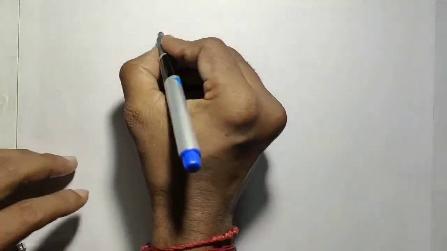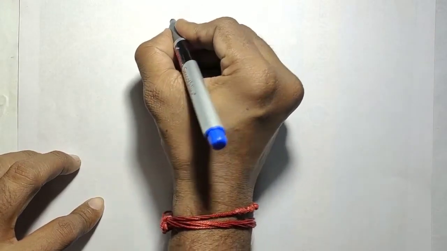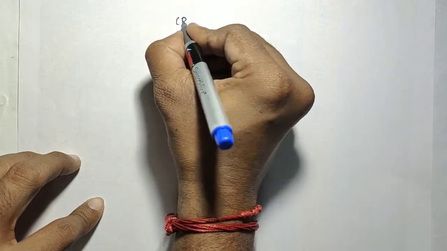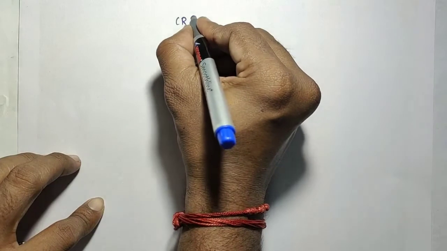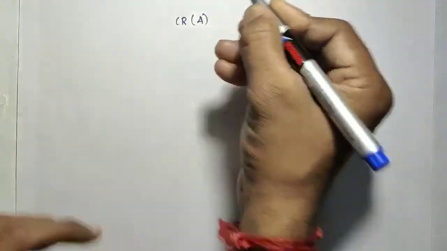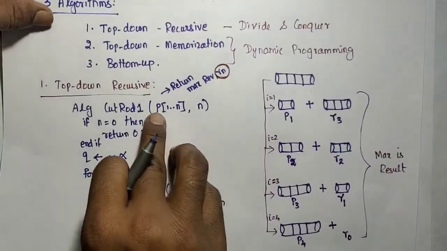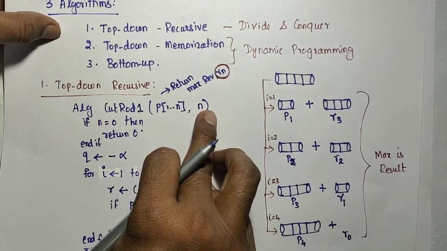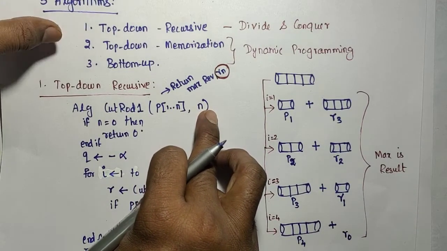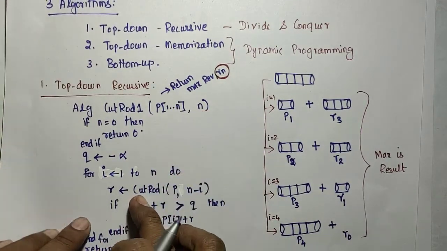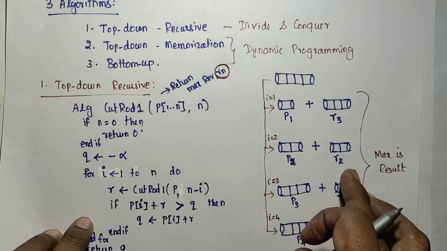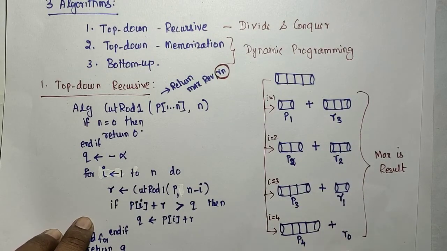So now the input is a 4 inch rod. I need to call Cut-Rod of 4, that is the initial call. It means that in that algorithm we are using p1 R3, p2 R2, p3 R1, like that.